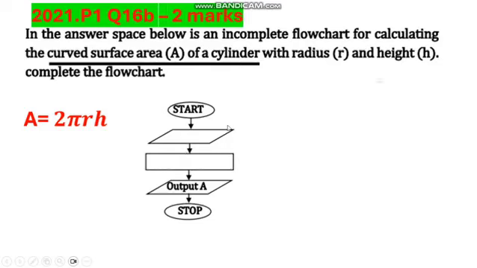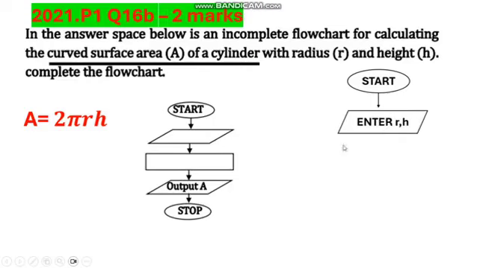So here we are going to start with start. Then here in the action box we are going to enter. Okay, so what are we going to enter right here? We are going to enter the radius and the height. This is what you are going to enter. Then after that, we need to write the process right here, or we need to write the formula. So this is our formula. Area equal to 2 times pi times radius times height. So this is what we are going to write in the process box right here.